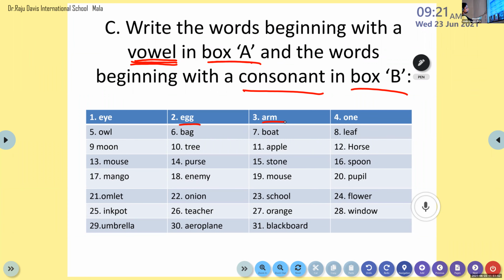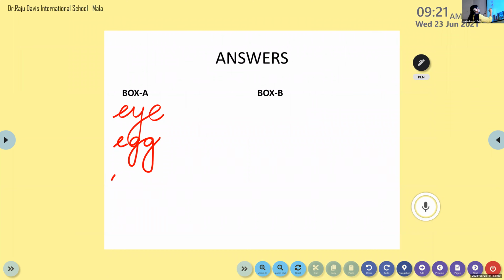Arm. Box A or box B? A. Very good. We have to write in box A. So all of you please take a pencil and write the word arm in box A. As it starts with a vowel, we have to write in box A. Okay, Anthony? Very good.